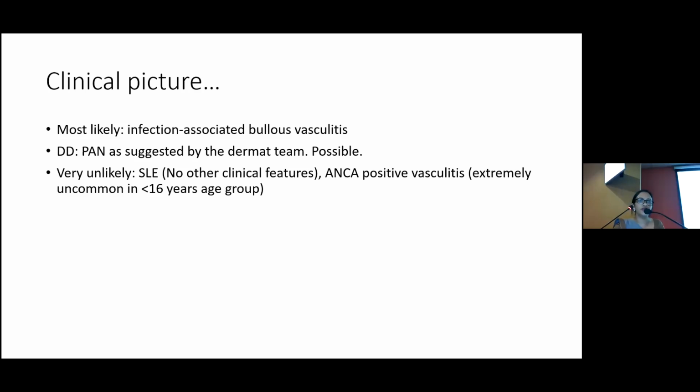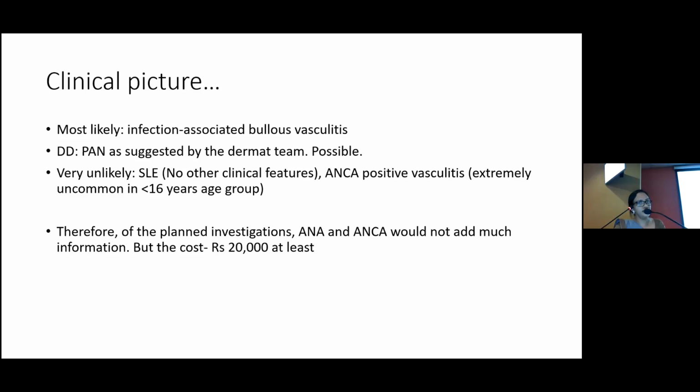It's very, very uncommon. So in this case, of the initial planned investigations, ANA and the ANCA would not really add much information in this particular patient. But the cost of these two is about 20,000 rupees, the minimum. If you go for an ANA without the titre, it's about 20,000 rupees, because for ANCA to be of any use to you, you have to ask for the ANCA titre, not just the C and the P ANCA.